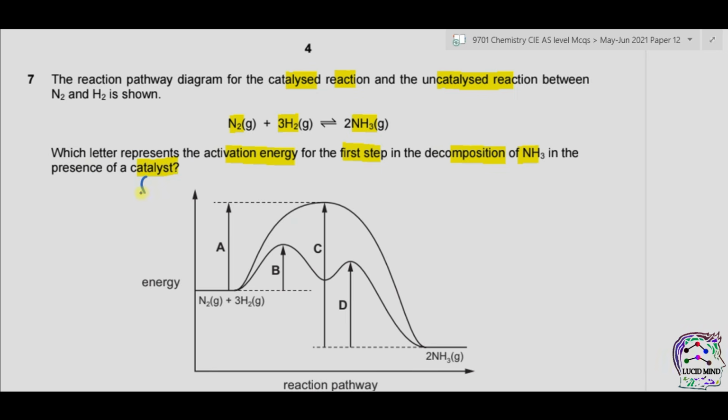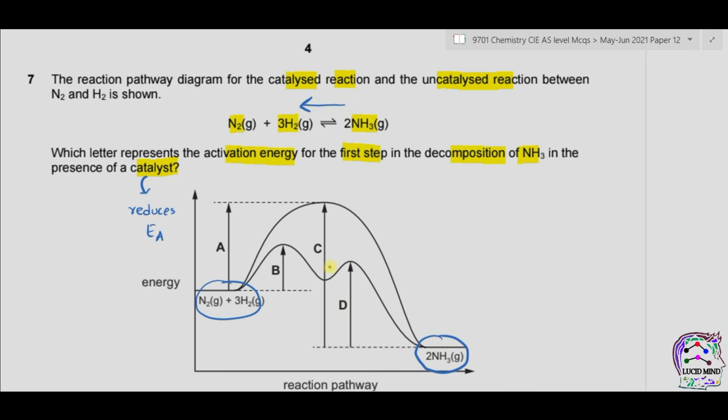Now what a catalyst does is that it reduces activation energy by providing an alternate pathway. Now as they are asking about the decomposition of NH3, it means that the reaction is on the reverse side, as NH3 is being decomposed to form nitrogen and hydrogen. So this is the reactant and this represents the product. Now there are two ways for the reactant NH3 to convert into products, N2 and H2. One is C, one is D.